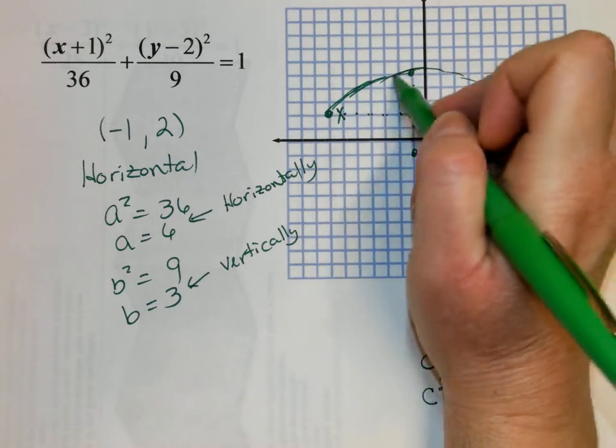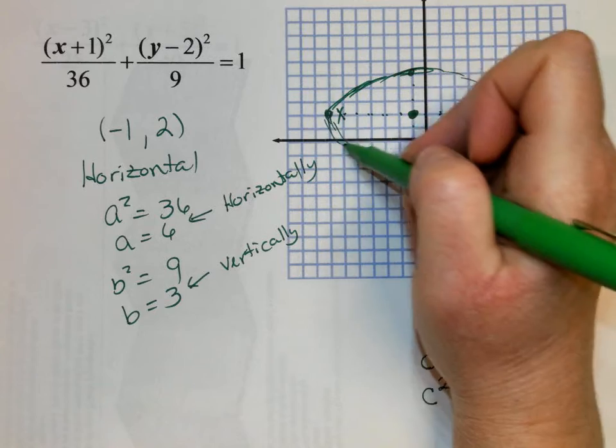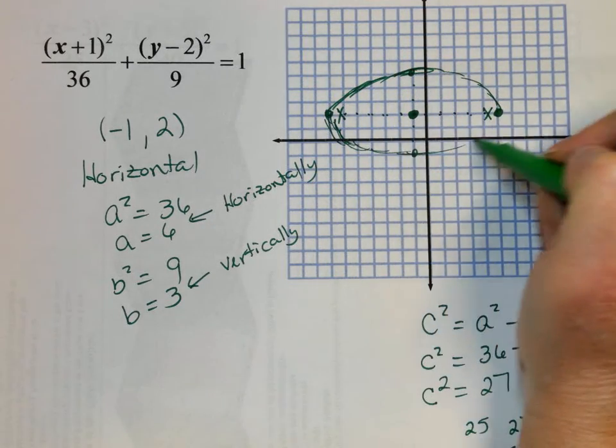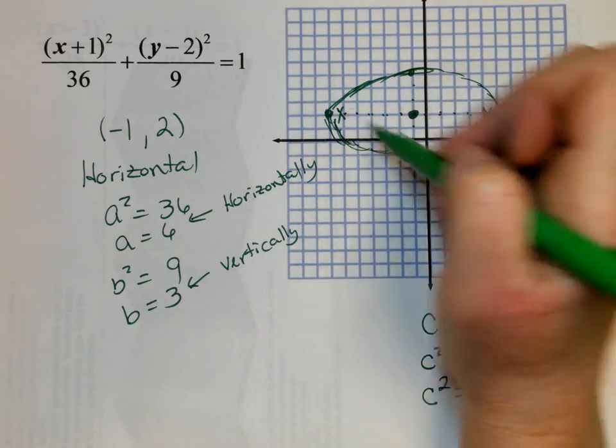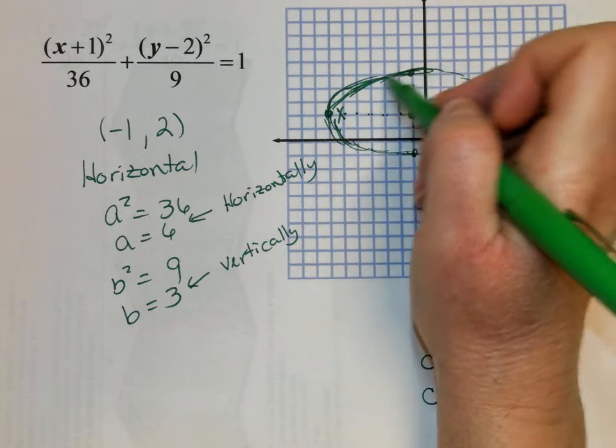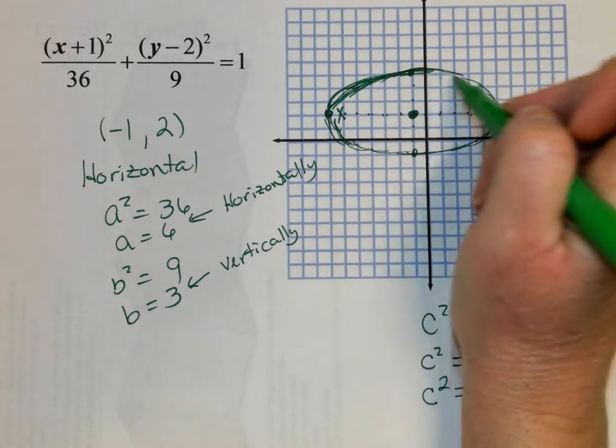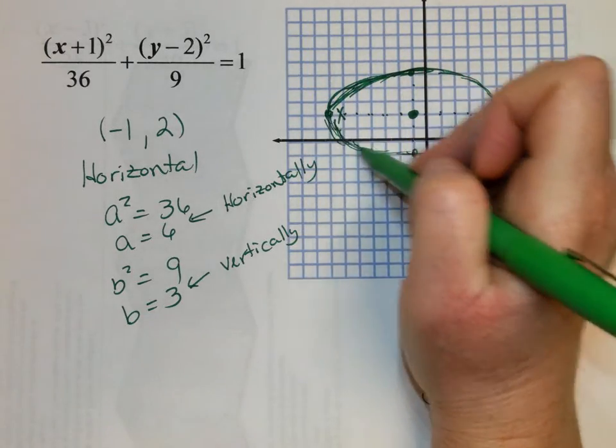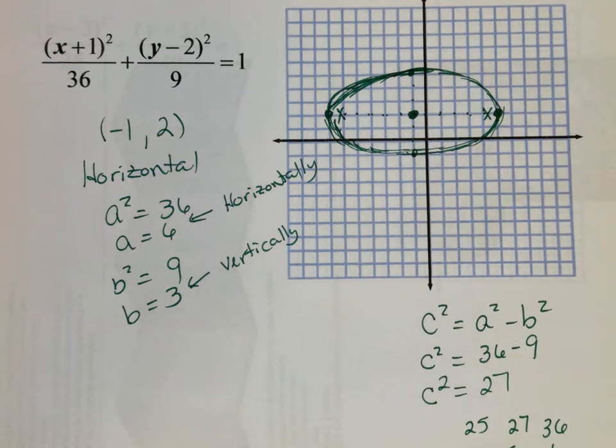Here it goes. Again, mine kind of look like footballs. Yours probably do too. It's okay, as long as they're not squared off, because that would be bad. All right.